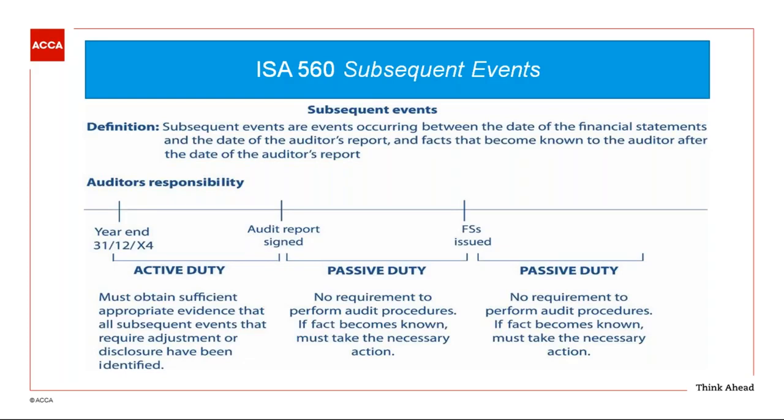The auditor has active duty until the audit report is signed, and after that, the auditor has passive duty. So in active duty, he will obtain sufficient appropriate evidence to confirm that every transaction in a subsequent period is properly recorded according to IAS 10. But in passive duty, the auditor will not go looking for evidence by himself. But if he receives any information, then he will do what is necessary to clear the point.